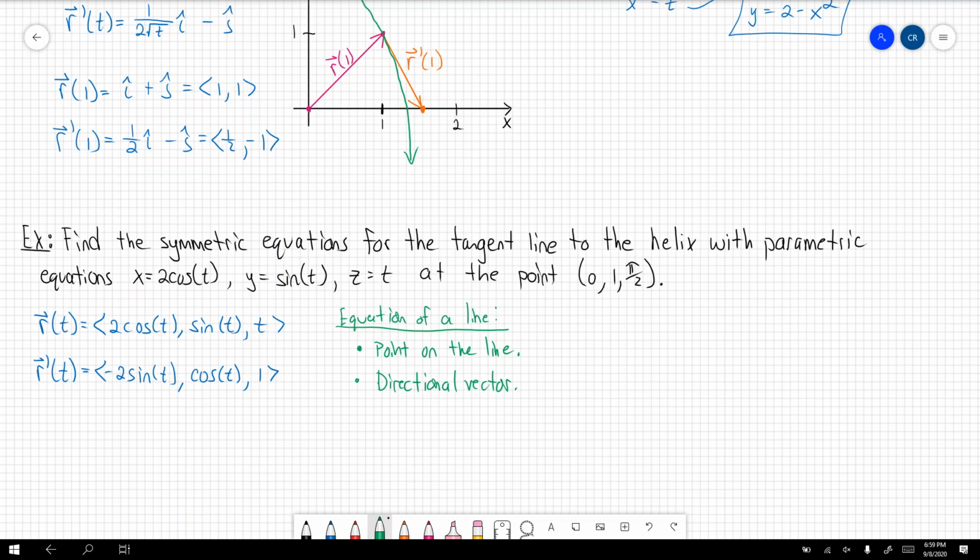So now that we have this, we just need some t value, because as it stands, we have the directional vector, but we don't have it at a specific point or at a specific t value. This is where the point that is given to us comes into play. Okay, so we need the point on the line. So what could naturally be the point on the line? Well, that's going to be the point given to us. 0, 1, pi halves. Okay, that's good. So that's done. Directional vector.